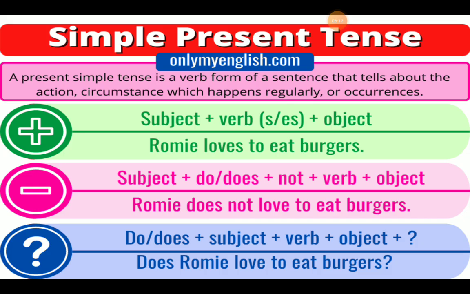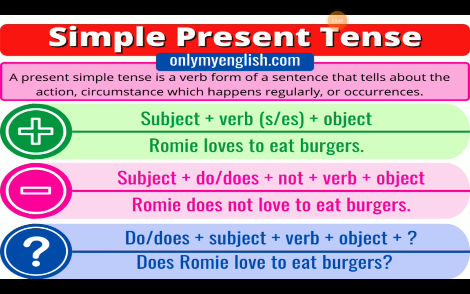And the next one, now we come to the topic simple present tense. So what is simple present tense? A simple present tense is a verb form of a tense that tells about the action which happens regularly or which happens in the present time. Especially we use present tense for habitual actions which happen regularly, right?